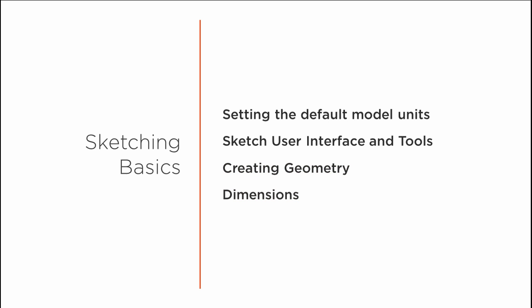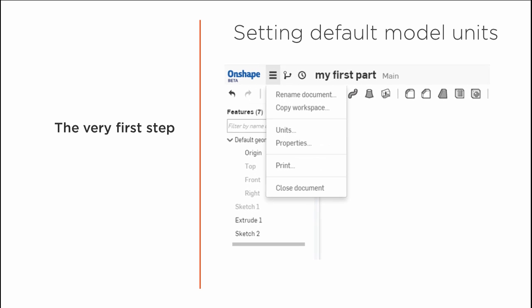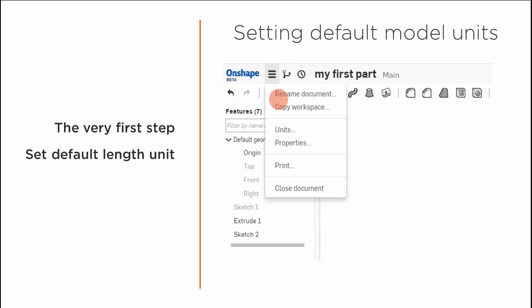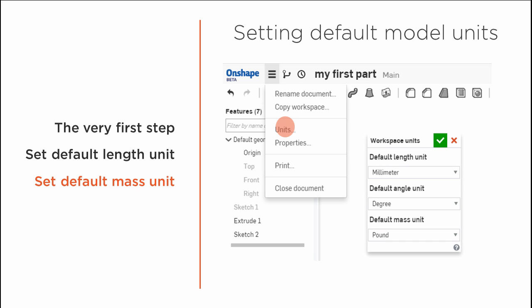But let's get started. The very first step you do in any of your models is you have to set the default length unit. So you go to the little icon displayed here next to the Onshape logo, you click units, and then you basically set your default length unit. I will, in all of this course, use millimeter as my default length unit.